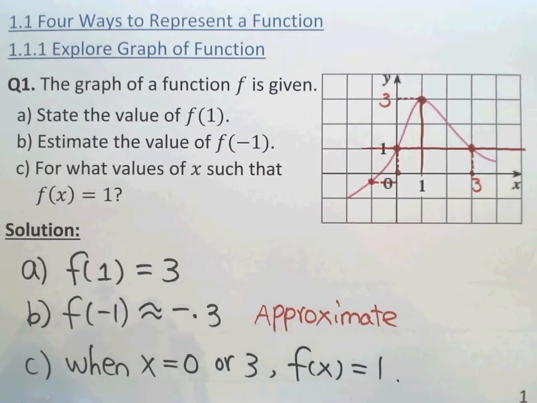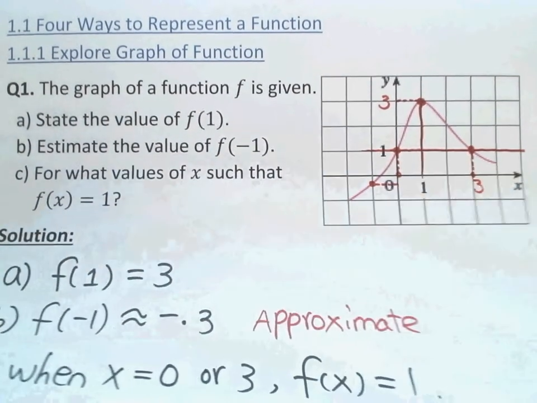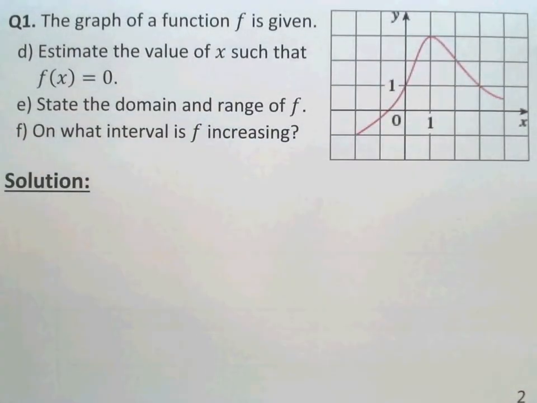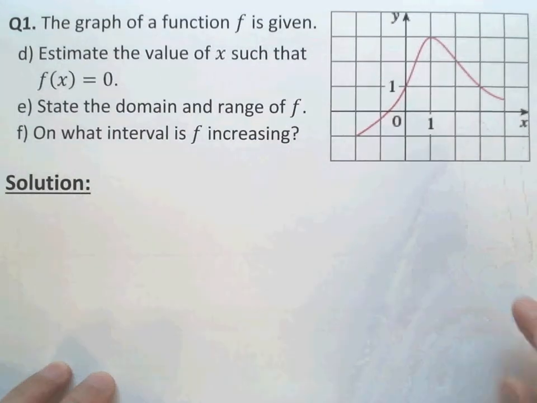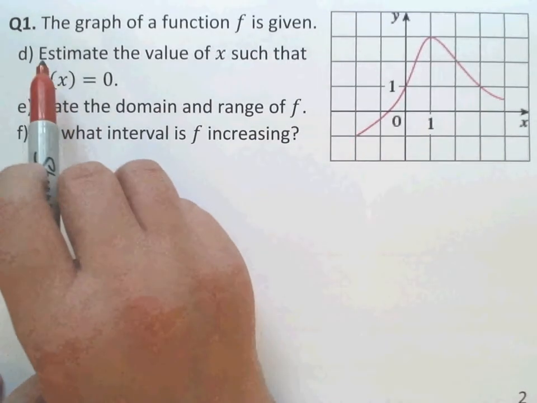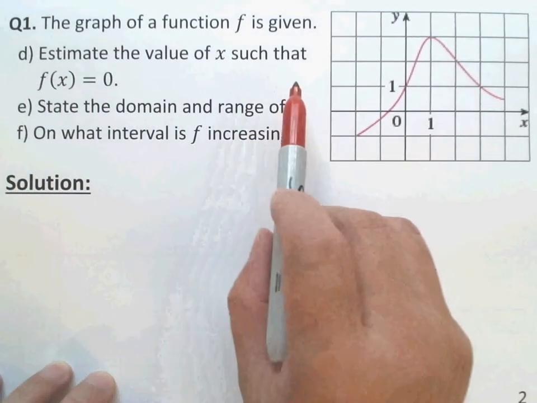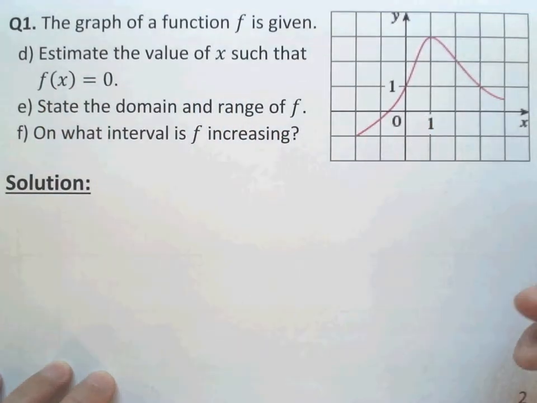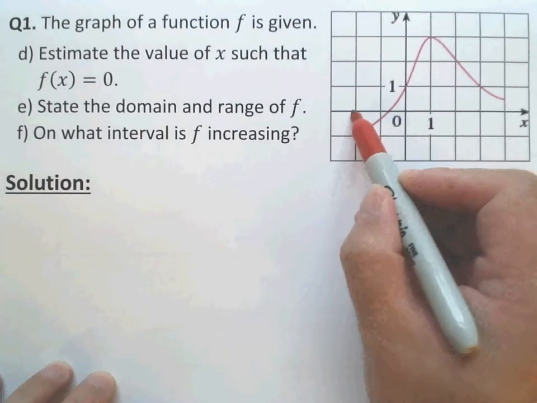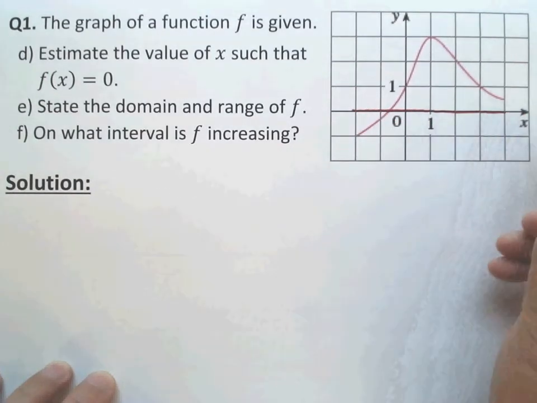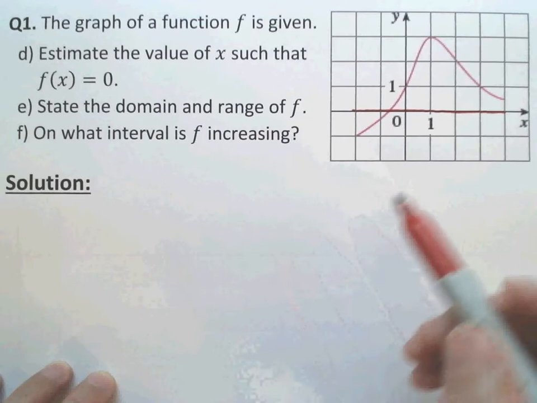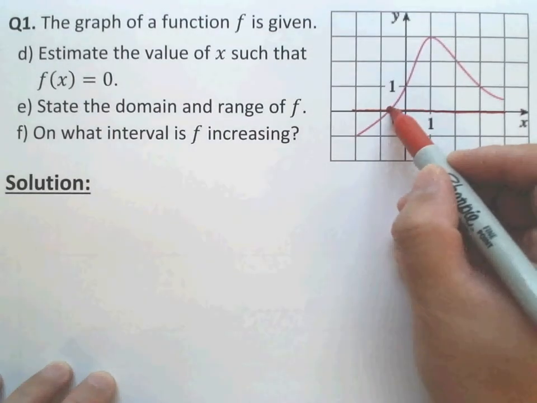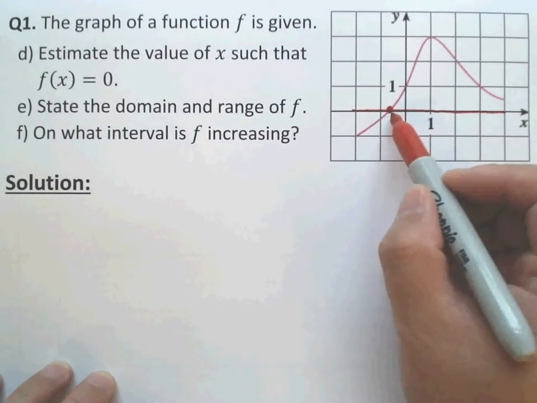Okay, so we did the first part. I have the second 3 questions for you. Can you look at this? They are the same graph for the function. Question D: estimate the value of x such that f(x) equals 0. f(x) equals 0 means what? You draw a horizontal line, which is y equals 0, right? f equals 0. We find only 1 intercept. This is the x-intercept you learned, right?